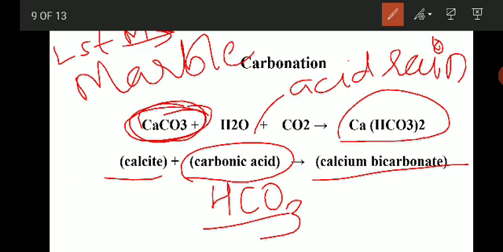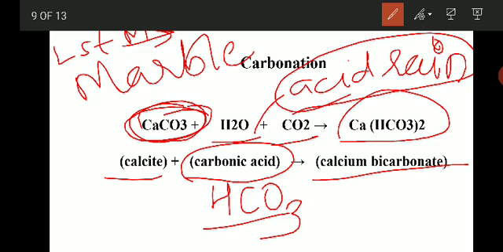So this acid rain takes place by combining the water and CO2, that is carbon dioxide. This acid rain will react and form the calcium bicarbonate. So nowadays the Taj Mahal is showing adverse effects, a yellowish coloration on the surface. That is because of the acid rain and its reaction with the marble. So this is carbonation and oxidation.